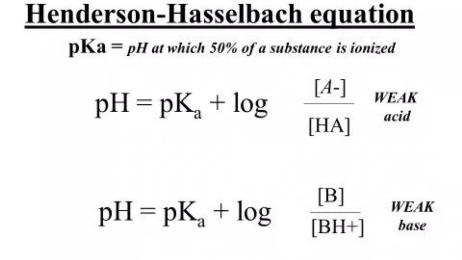pH equals pKa plus the log of A minus over HA. Always use this concept for buffers, so I get to pass chemistry.